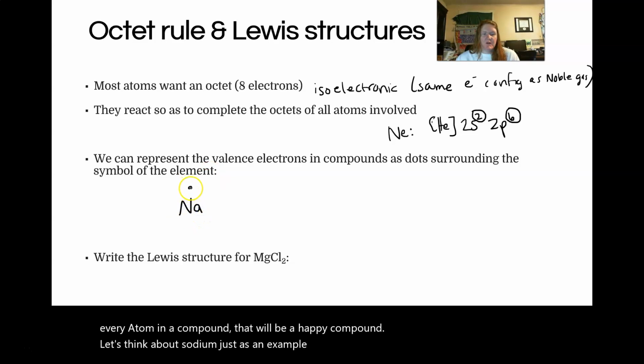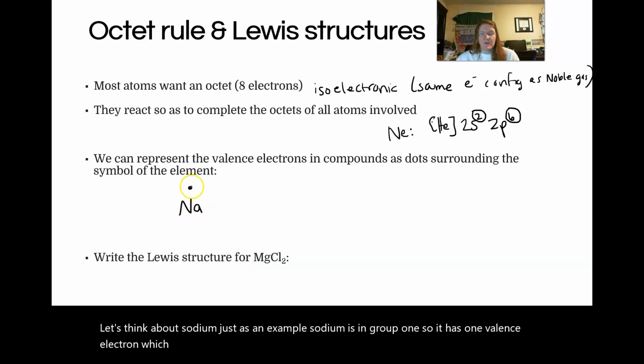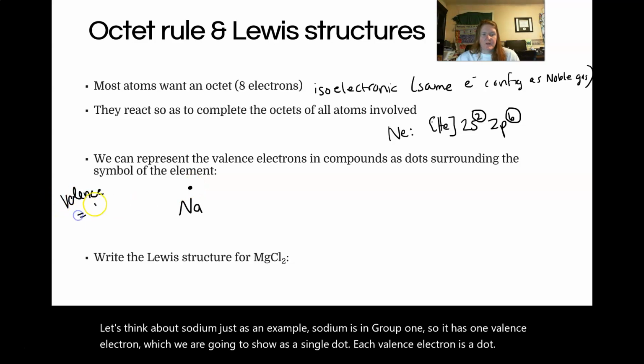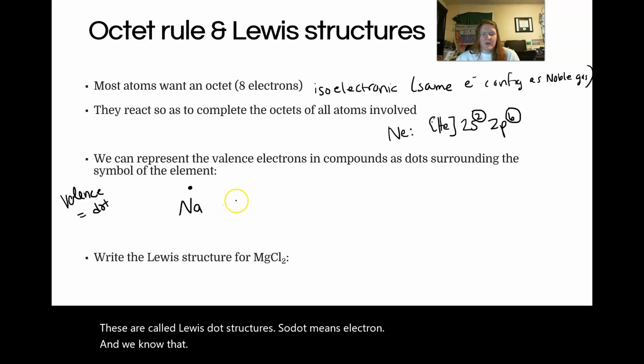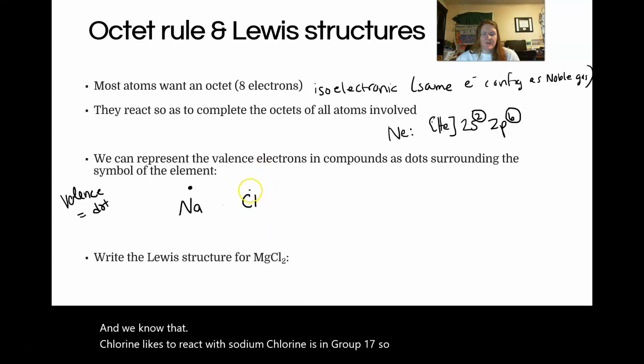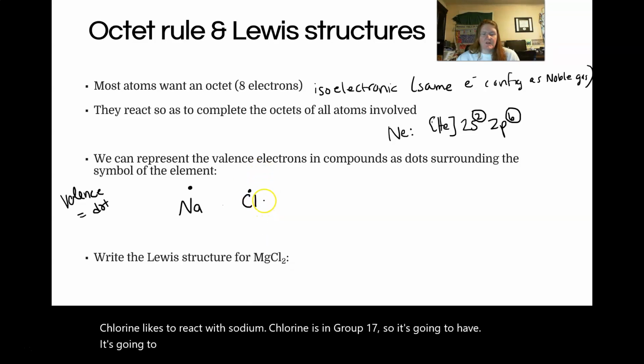So let's think about sodium just as an example. Sodium is in group 1, so it has 1 valence electron, which we are going to show as a single dot. Each valence electron is a dot. These are called Lewis dot structures, so dot means electron. And we know that chlorine likes to react with sodium. Chlorine is in group 17, so it's going to have 7 valence electrons.